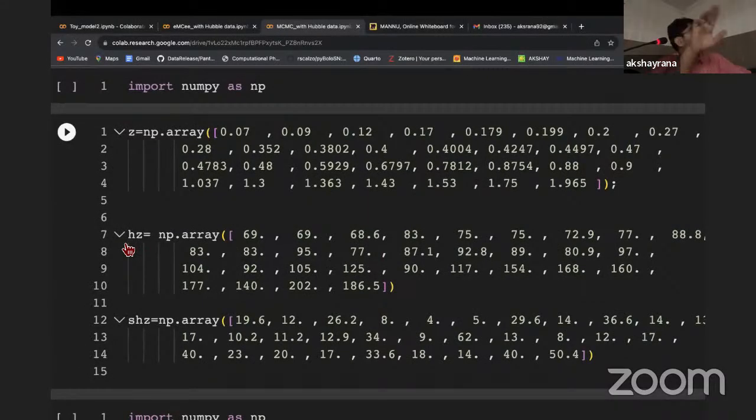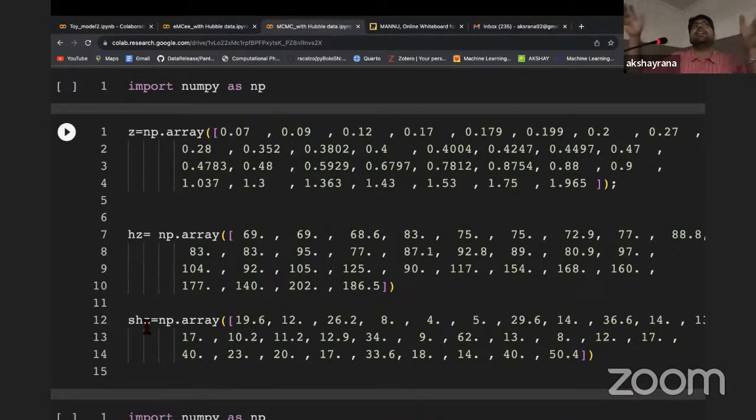It's a bit slow, lagging. So z is the data, H(z) is the mean value, or the values we are assuming. Sigma H(z) is the error in H(z). Remember one thing, again, I'm pointing out what I'm assuming over here: I'm assuming each and every point is coming from a Gaussian distribution. So every H(z) is independent, and each value is independent of each other as well.